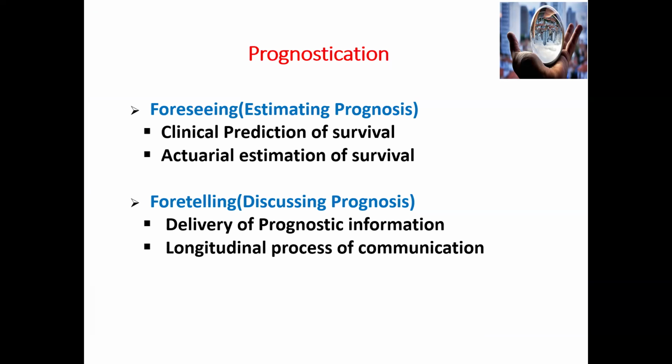Prognostication of COPD, like anything else, is composed of two categories: the foreseeing or estimating the prognosis, and foretelling, discussing the prognosis. We will talk a little bit today about the actuarial estimation of survival, which depends on mathematical calculations, basically.